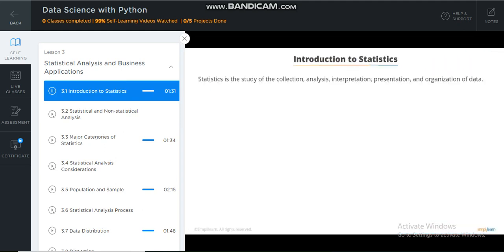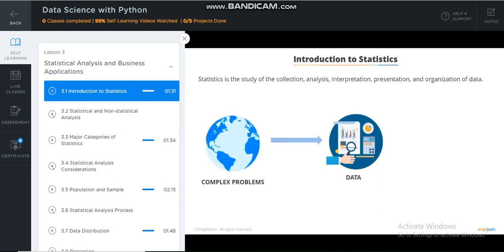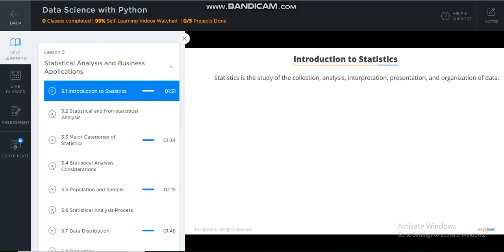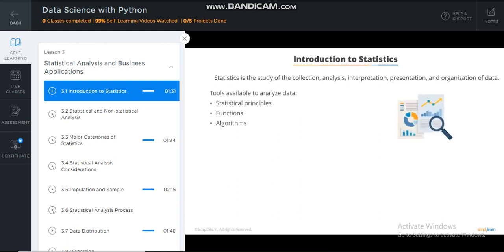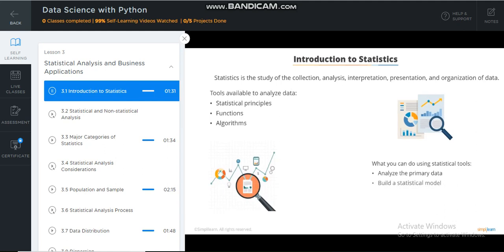Let's begin this lesson by defining the term statistics. Statistics is the study of the collection, analysis, interpretation, presentation, and organization of data. It's widely used to understand the complex problems of the real world and simplify them to make well-informed decisions. Several statistical principles, functions, and algorithms can be used to analyze primary data, build a statistical model, and predict the future outcome.